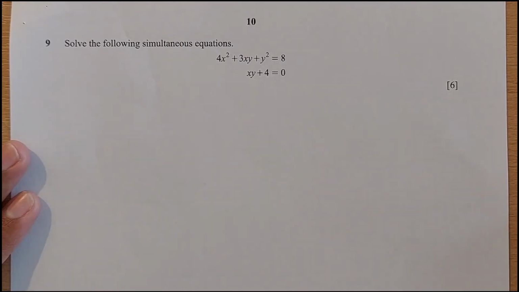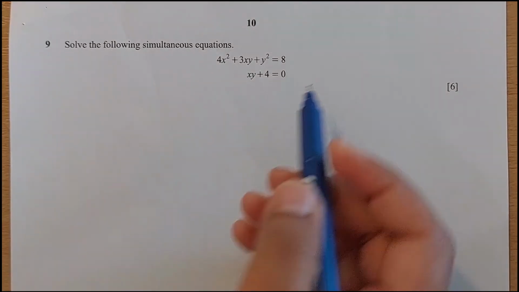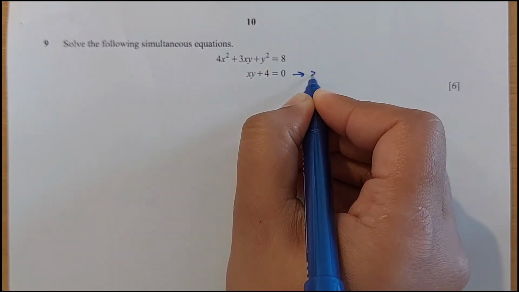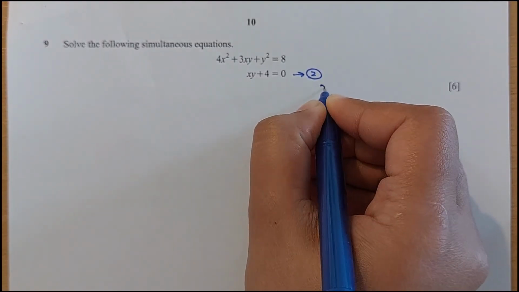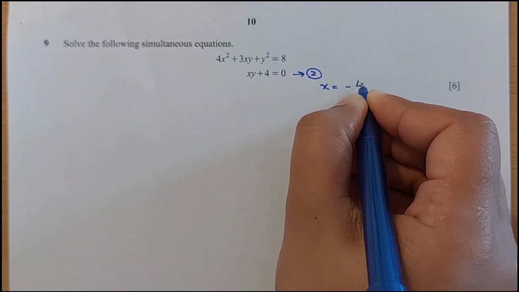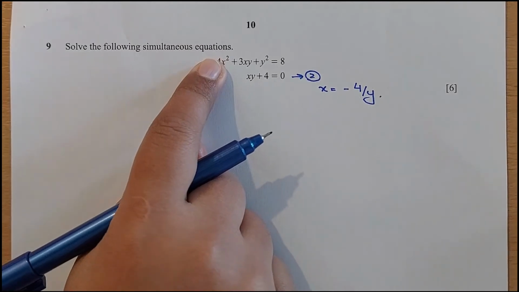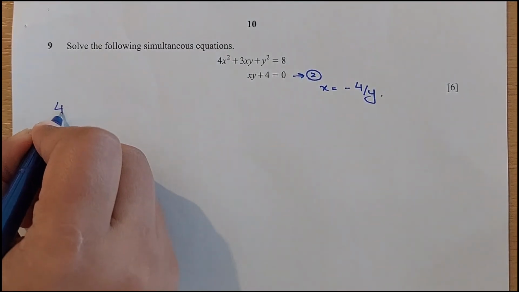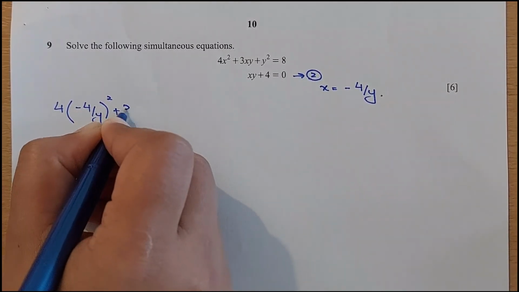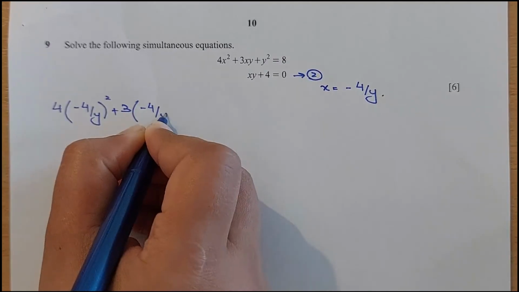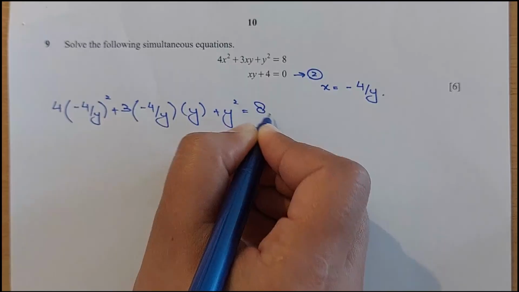Question number 9, solve the following simultaneous equations. As you can see, from the second equation, let me solve for the x value. x is equal to minus 4 divided by y, right? Let me substitute this x value into my first equation. So we have 4 times x squared, that is minus 4 by y whole squared, plus 3 times x, which is minus 4 by y, into y, plus y squared equals 8, right?